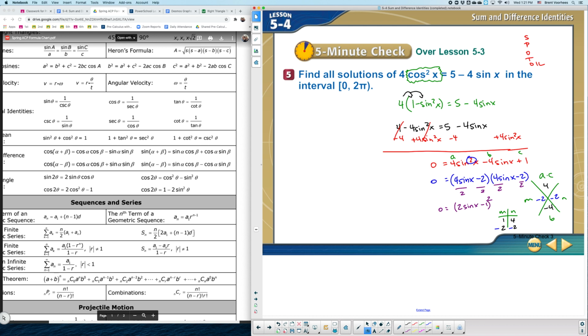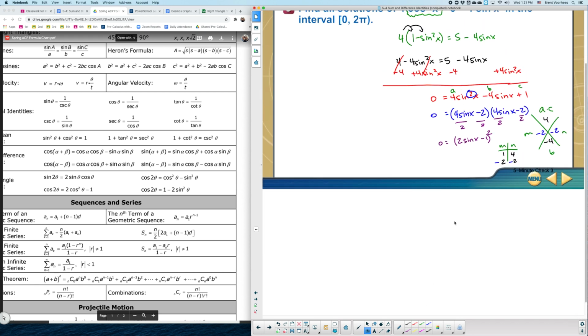So I could go through and now solve this. Let me extend my page just a little bit here. Next step, just get rid of the square. I would square root. Normally it comes with a plus or minus, but plus or minus 0 is just 0. So I have 0 equals 2 sine x minus 1. I now need to add 1 to both sides.